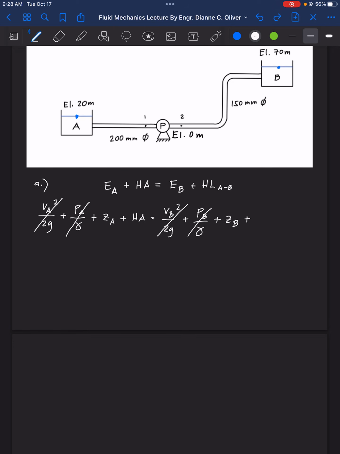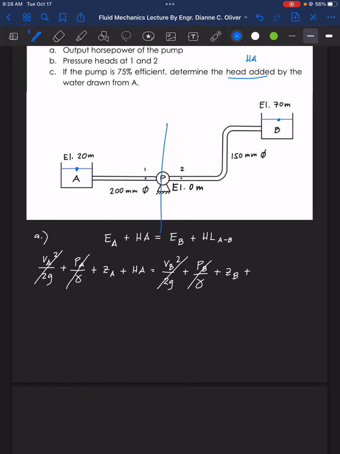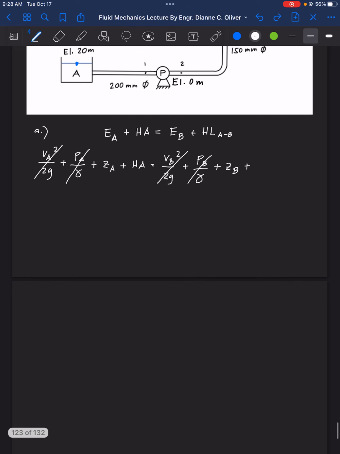Since we're going to deal with the separation of pipe, we will divide this pipe into two, this portion here and this portion here. So we're going to divide the head loss as well. I'm going to put here head loss from A to 1 plus head loss from 2 to B. But if you add this head loss here, the total answer is the head loss from A to B.